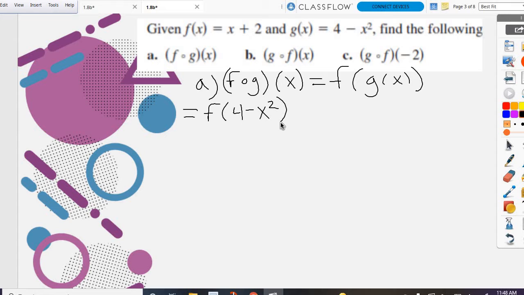Since my f is what's on the outside, that's the one we're plugging into. Notice that our f of x has an x to begin with. So instead of writing an x, I'm going to write 4 minus x squared. Then I write the rest of the function, which in this case is just plus 2. I'm basically replacing my x with whatever is inside my parentheses. And then we just simplify, so we end up with negative x squared plus 6.